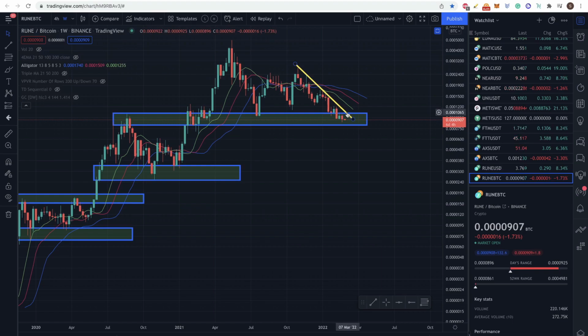Of course, this is only one perspective. The other perspective is that you need to wait for this break of the pattern, because right now we are in a downtrend from November.